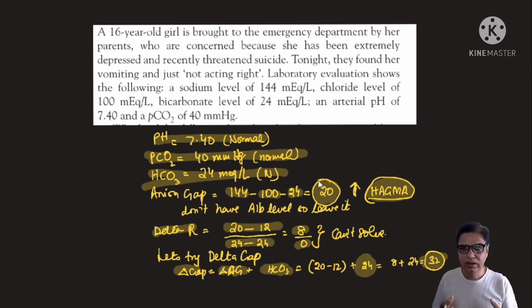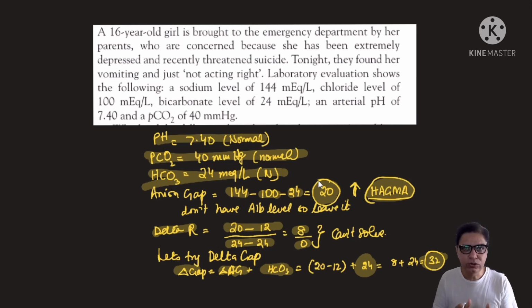Most of the barbiturates or these types of tablets which are used for suicidal purposes give you high anion gap, or even methanol, ethanol, things like that. They can give you high anion gap metabolic acidosis, but at the same time she is vomiting, so that vomiting has caused metabolic alkalosis. So they have cancelled out each other, and in terms of her acid-base status, you are seeing that the pH is normal, the PCO2 is normal, and the bicarbonate level is normal.